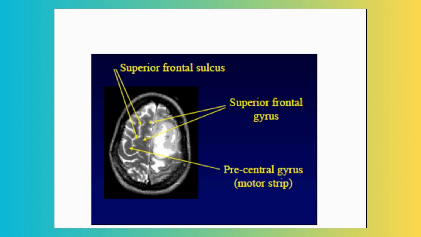And this is the SMA area, the supplementary motor area. We call it SMA syndrome, and surgery of this area is done. The precentral gyrus we already talked about, this is the motor strip next to the central sulcus.